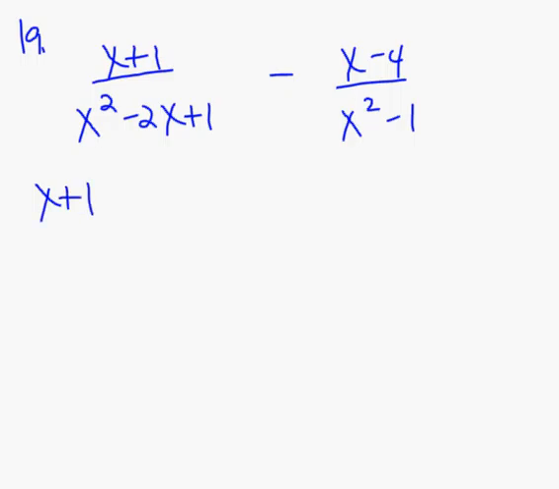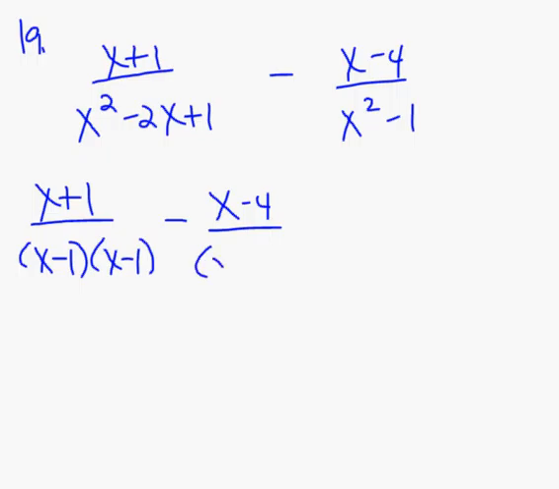For this one I have x plus 1 over, and I'm here looking for what multiplies to 1 and adds to negative 2, which is negative 1 and negative 1. So that's x minus 1 times x minus 1. Minus, that's x minus 4. That's a difference of 2 squares, so that factors to x plus 1 times x minus 1.